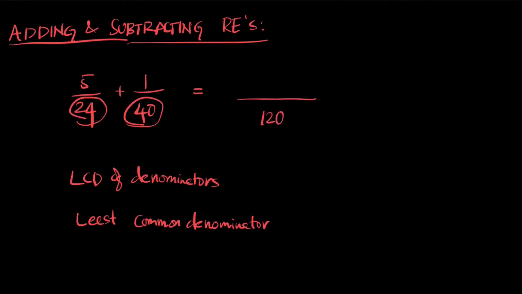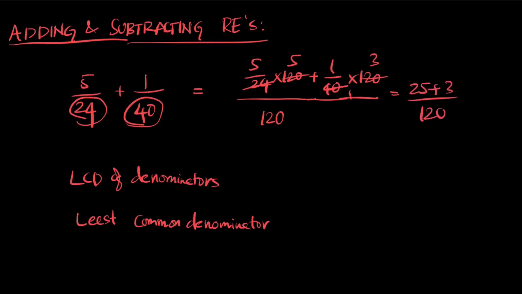So what you do here is multiply 5 by 24 by 120. So you can write 5 by 24 times 120 plus 1 by 40 times 120. So 24 ones are 24, 24 fives are 120, 40 ones are 40, 40 threes are 120. So this is 25 plus 3 by 120. You end up with 28 by 120, which you can further simplify to 7 by 30. So that gives you 7 by 30.